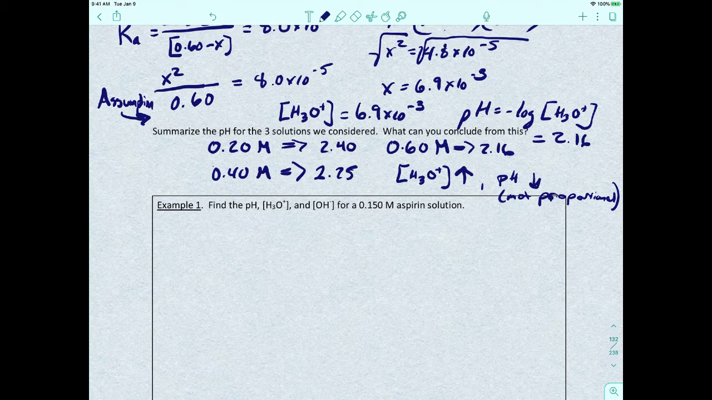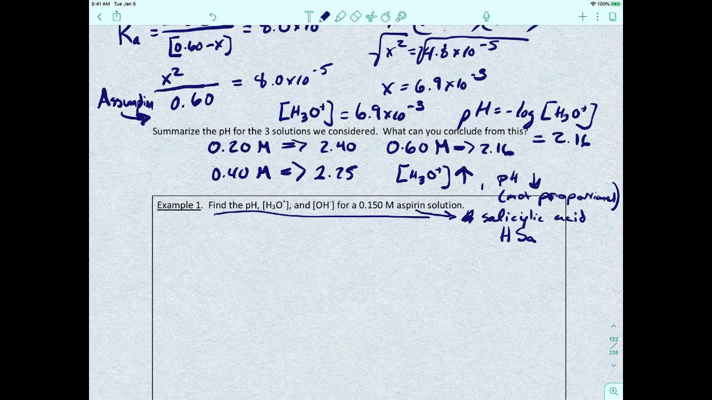All right. So find the pH, the concentration of H3O+, and the concentration of hydroxide ion for a 0.150 molar aspirin solution. So aspirin is really coming from this compound, which is salicylic acid, which I'm going to shorthand as SA plus the H, because we know it's got to be an acid.